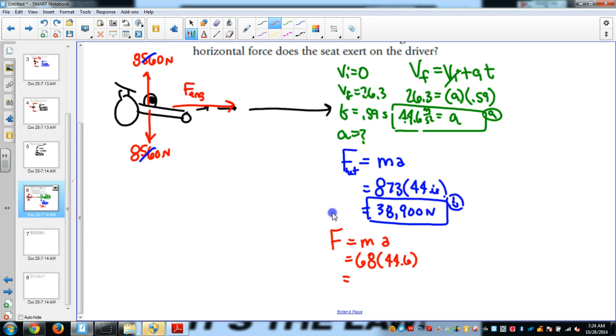So 68 times 44.6. And that comes out to be 3,000, is he 68.0? 68. So 3,000 newtons, or 3.0 times 10 to the third newtons. Part C.